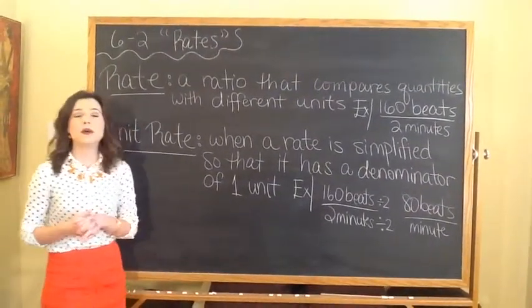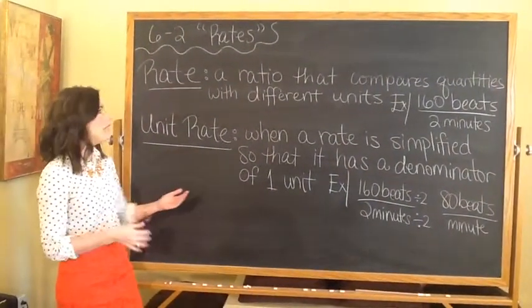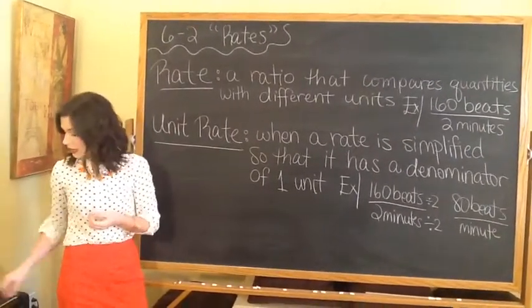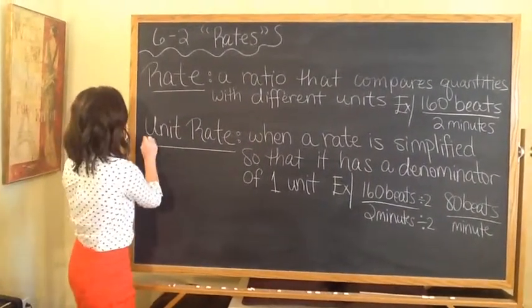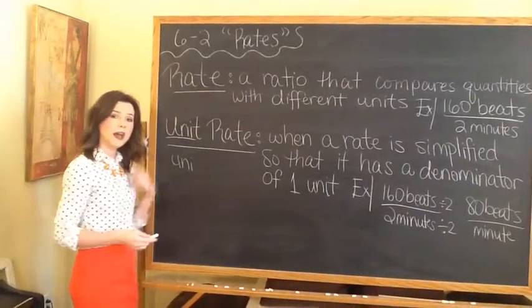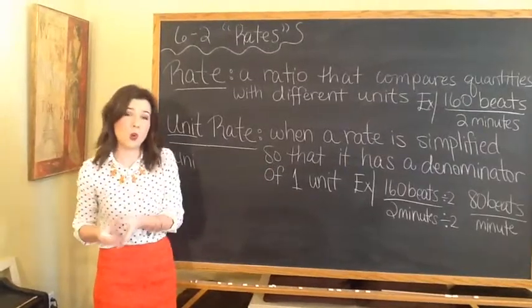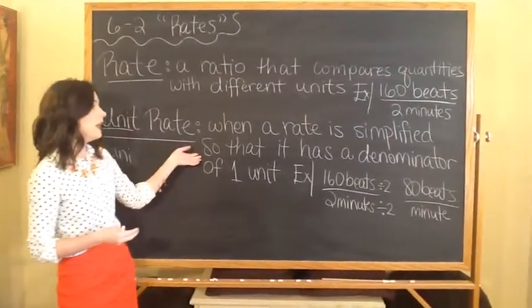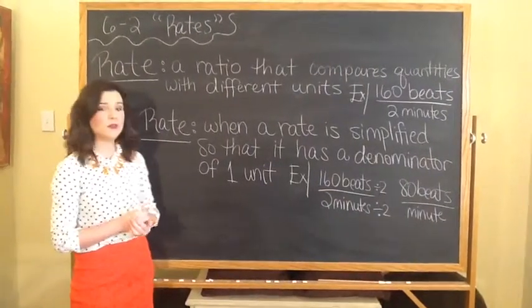Okay, now we need to talk about a unit rate. So we have a rate, now we have a unit rate. Anytime you see the word unit, I want you to think of the prefix uni, like a unicycle that has one wheel. Think unit, think one. A unit rate is a rate that's simplified so that it has a denominator of 1 unit.